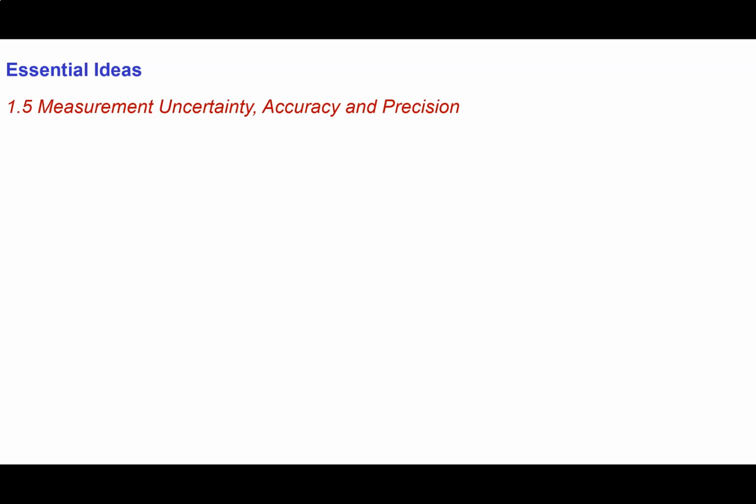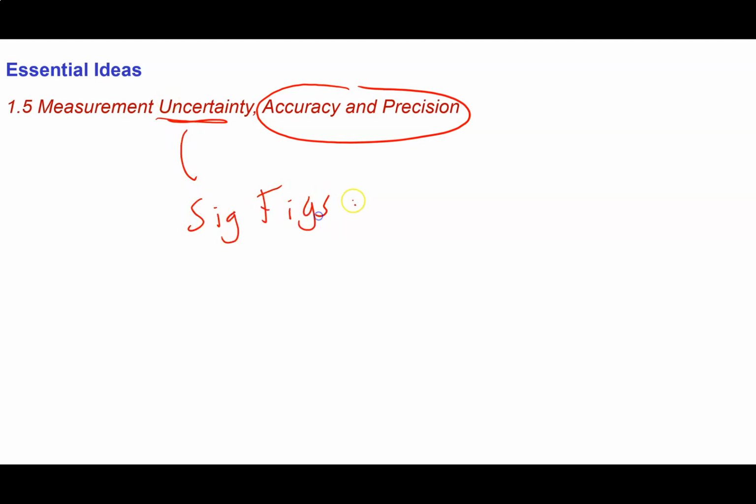So we're going to start with accuracy and precision because that's an easier concept, and then we're going to finish with a discussion of uncertainty, and you guessed it, we're going to be talking about significant figures, and we're also going to be talking about our rounding rules.